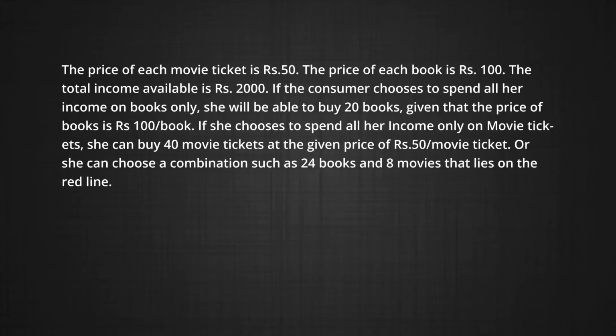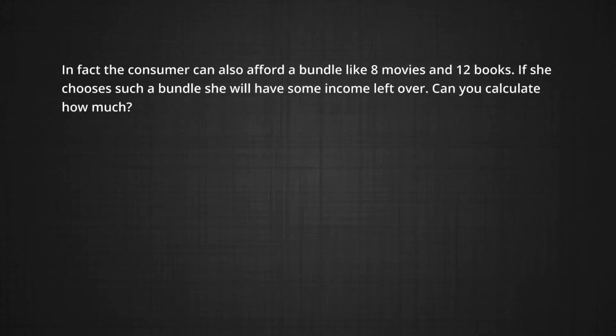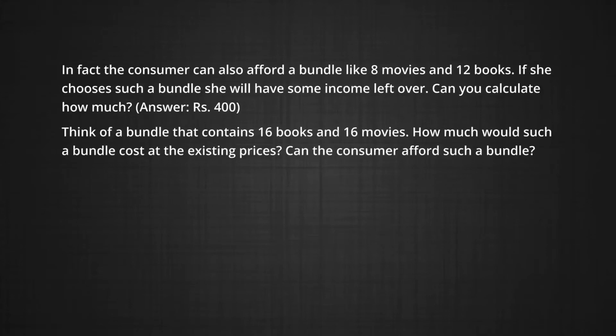Or a consumer can choose a combination such as 24 books and 8 movies that lies on the red line in the diagram. In fact, the consumer can also afford a bundle like 8 movies and 12 books. If she chooses such a bundle, she will have some income left over. Can you calculate how much? The answer is ₹400.